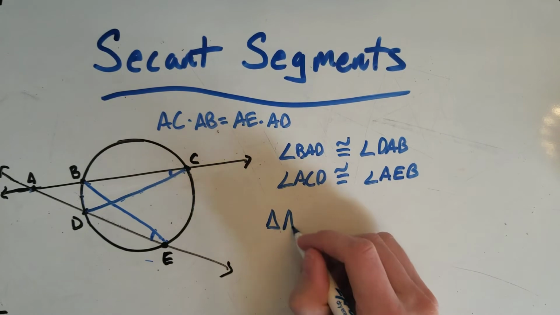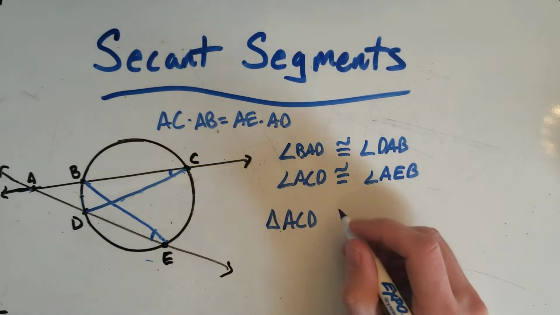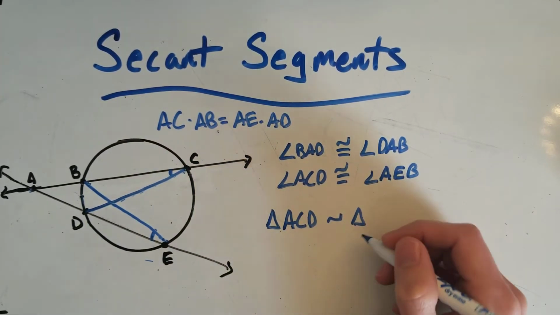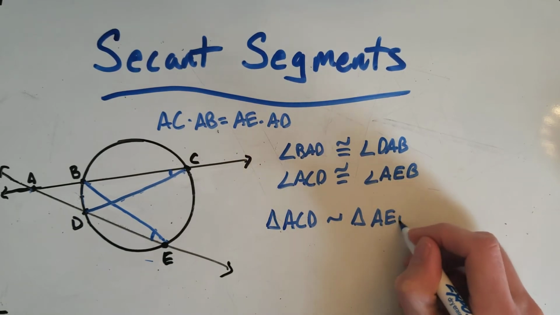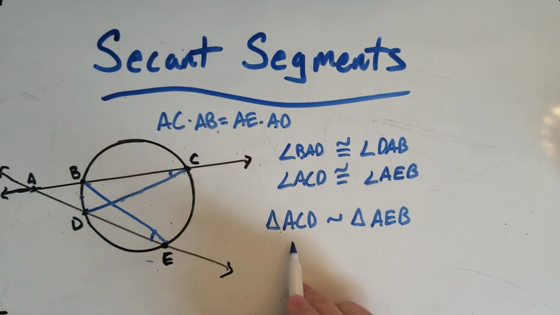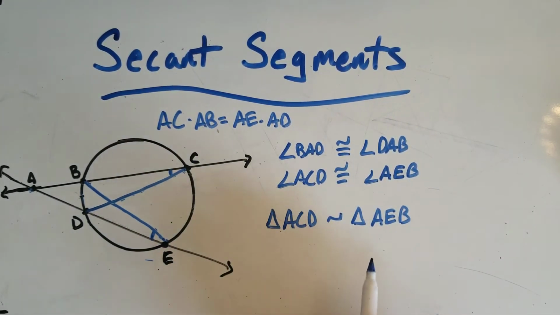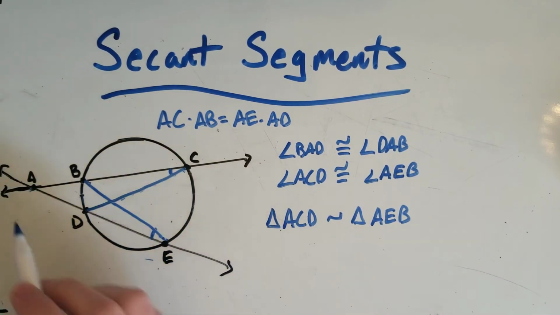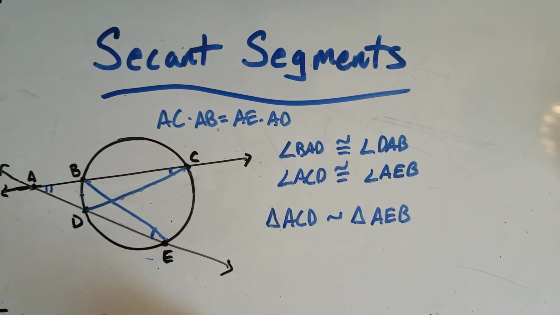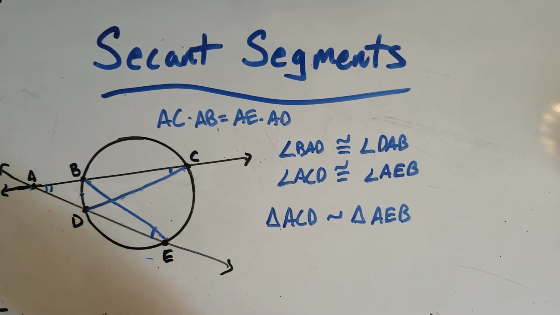Through this, we have triangle ACD is going to be similar to triangle AEB, and that is because we have angle-angle similarity here. So we know these two triangles are similar to one another. These angles correspond, this angle corresponds with itself, and we don't need the third angle here.